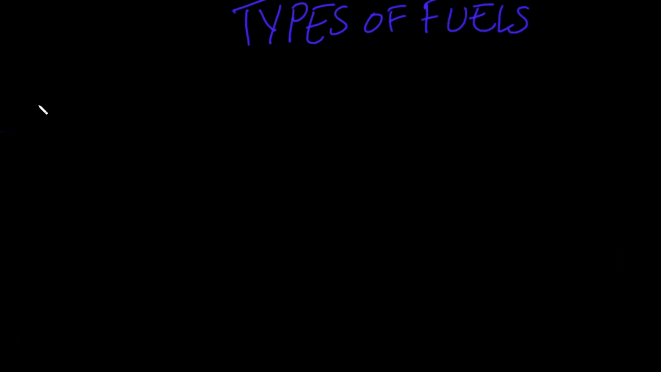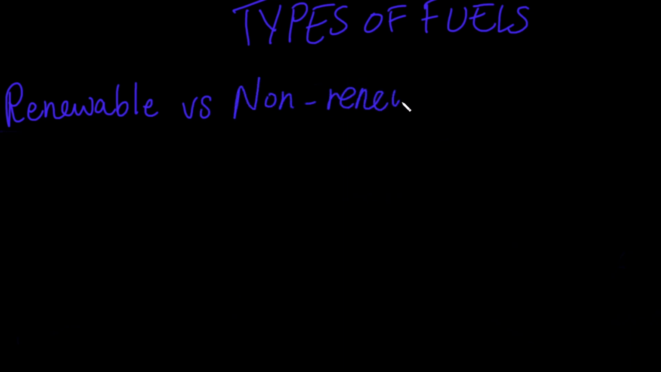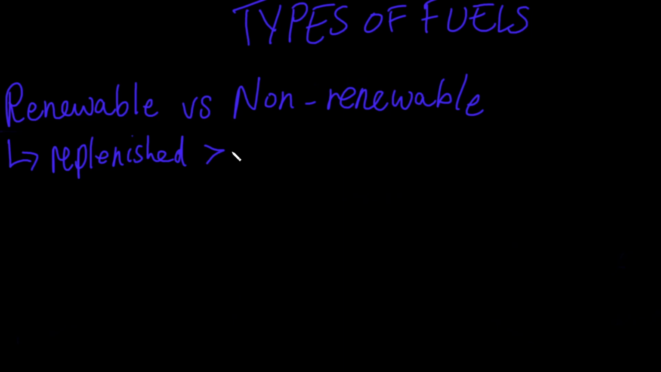So the next thing we're going to discuss now is the different types of fuels. So as I mentioned earlier, there's two main distinctions we want to discuss, and that is renewable versus non-renewable. And we're going to discuss that first. So when we talk about renewable energies, or renewable fuels, I should say, we're really saying something that is replenished by natural processes faster than the usage rate.